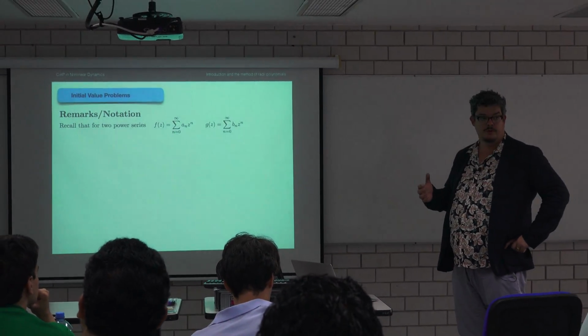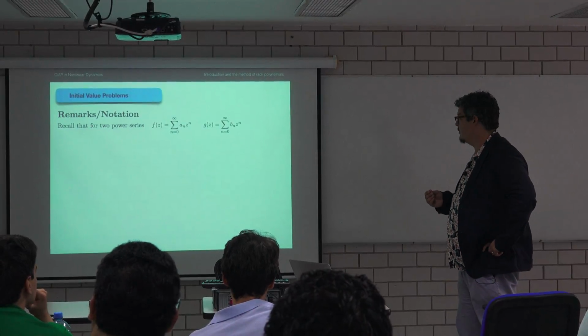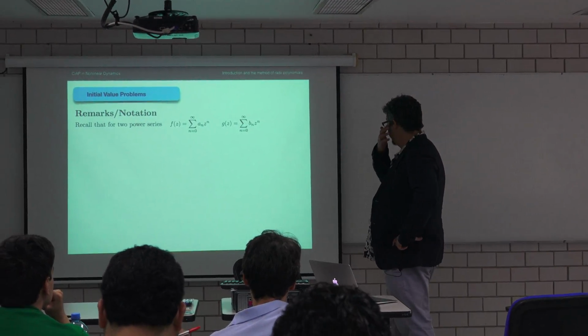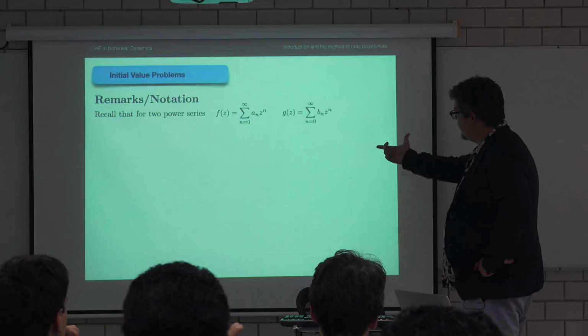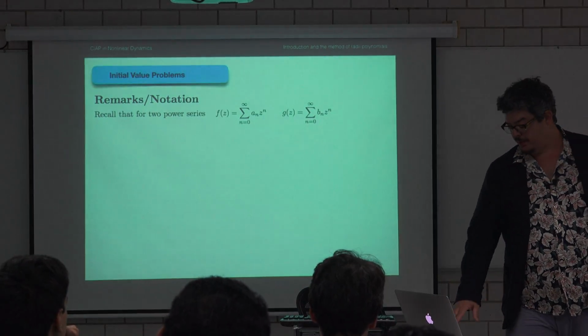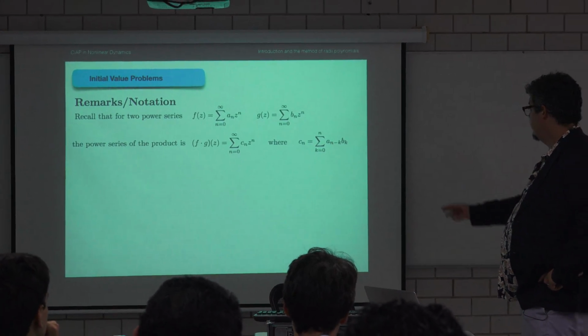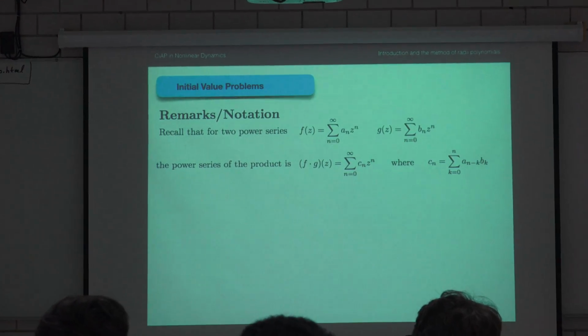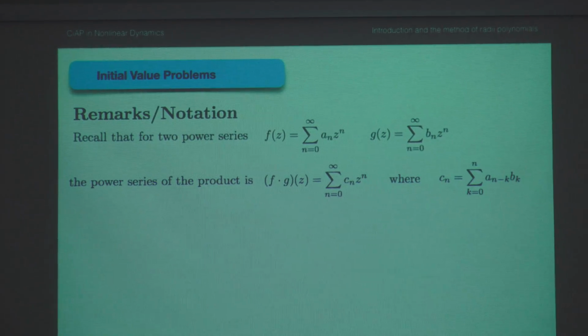John Philippe went through some of this yesterday, so I'll go kind of fast because it's standard, but I just want to introduce my notation. So if you have two power series, you multiply them together, you get a new power series. The coefficients of that product is given by the Cauchy product, right?